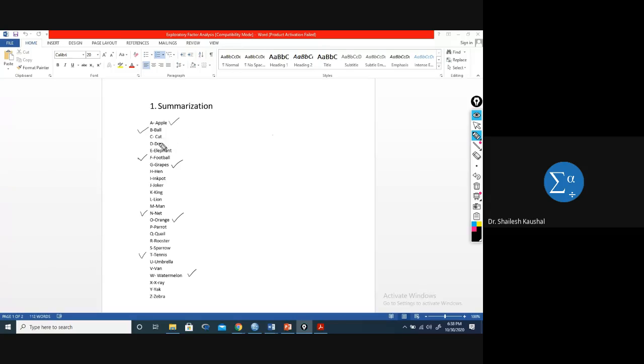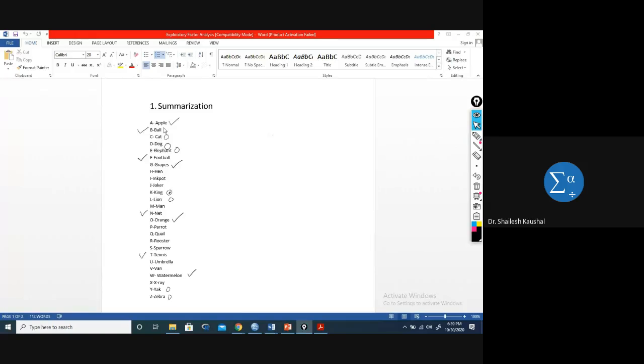Okay, another variable: cat, dog, elephant, lion, and yak or zebra. So what is the similarity? Same nature of questions, like apple, grapes, orange.